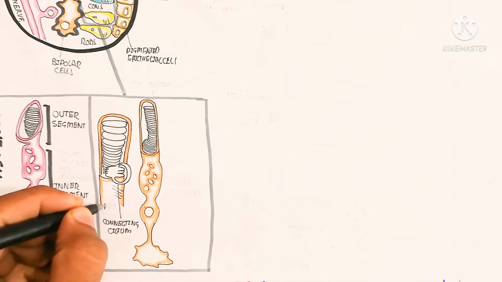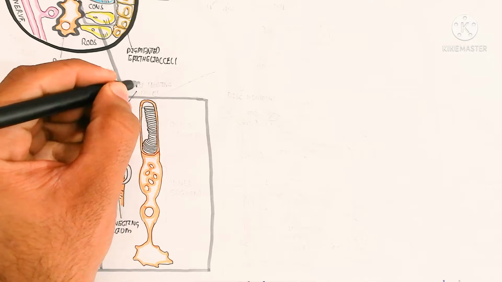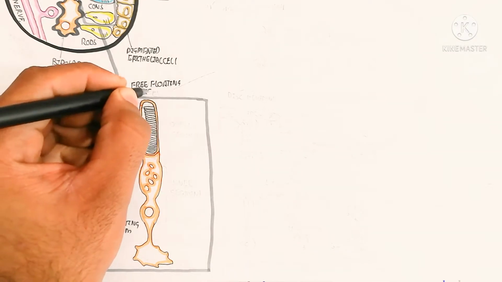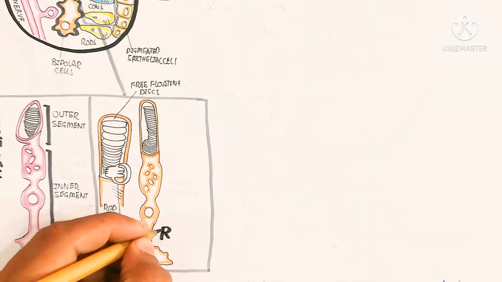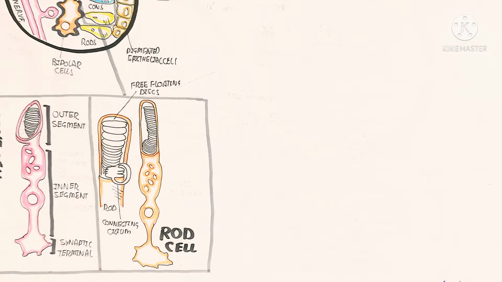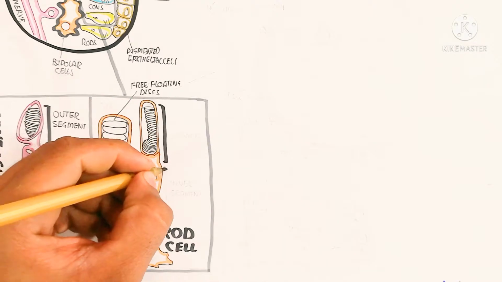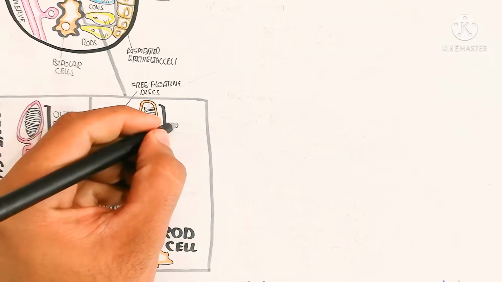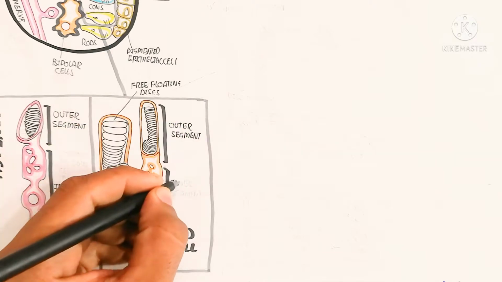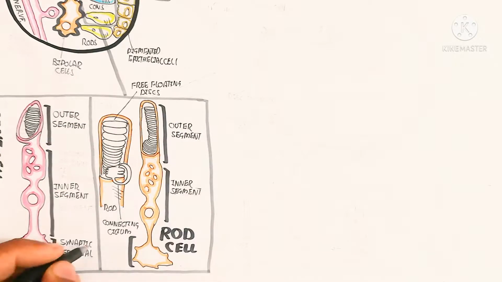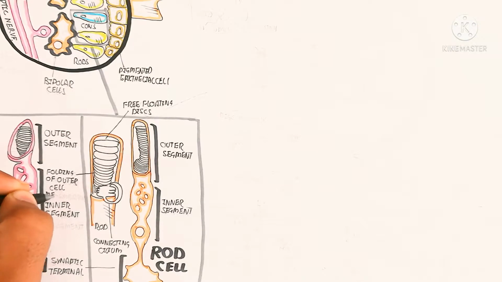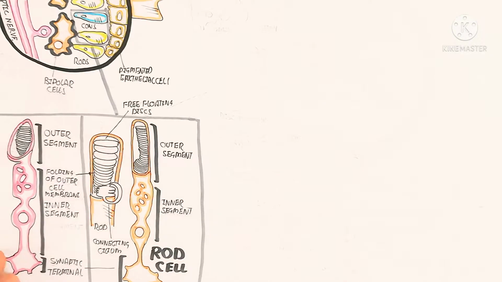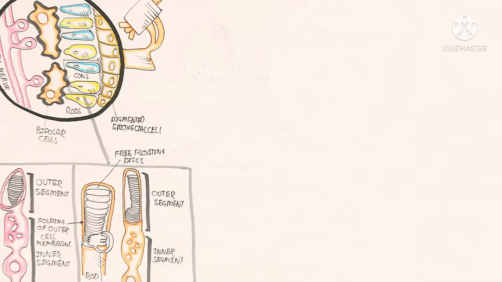So this is the connecting cilium, and this is the rod shape, and in this structure free floating discs are present inside, along with the outer segment, inner segment, and the synaptic terminal. So you can understand it as well. For better understanding, let's draw a bigger picture of the free floating disc. This disc contains the disc membrane, and I am drawing the disc membrane, so remember that. The disc membrane contains different components.